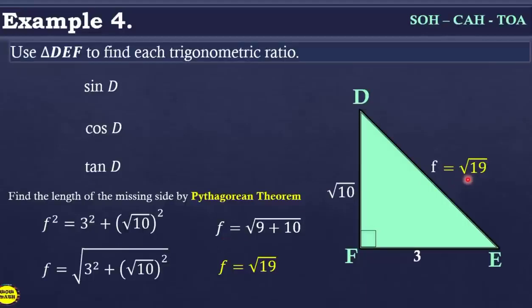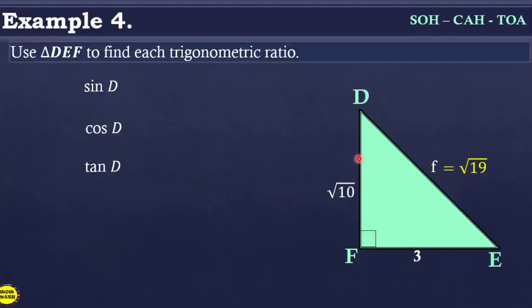So, we now have the complete measures of the sides of the right triangle, so we can now give all six trigonometric ratios. For sine, our sine is opposite over hypotenuse. Since our angle is D, this is your opposite, 3, over hypotenuse, square root of 19. So that is 3 over square root of 19.